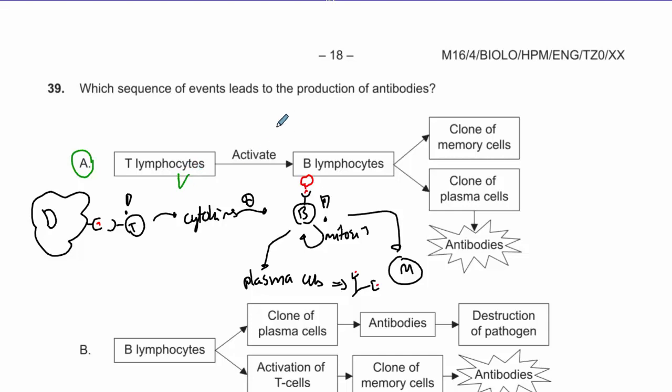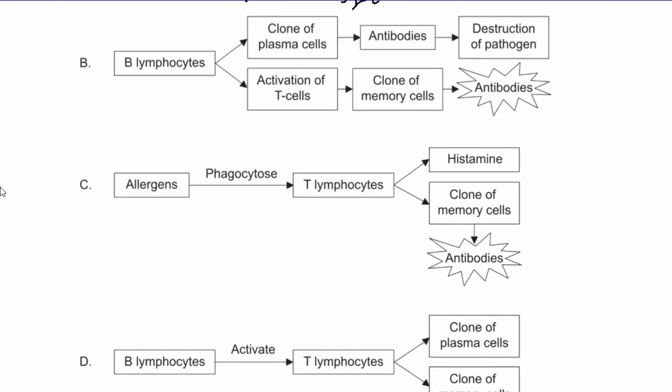So we see that this is correct. Yes, activated by cytokines. Yes. And B lymphocytes are selected, and if they can make the right antibody, they can make a clone of memory cells and a clone of plasma cells, which makes antibodies. Yes, everything is correct.